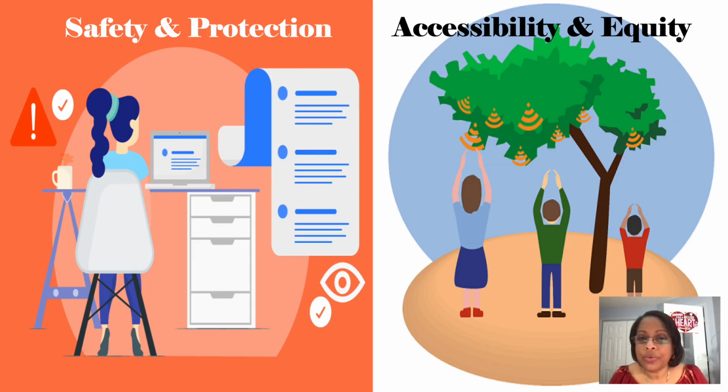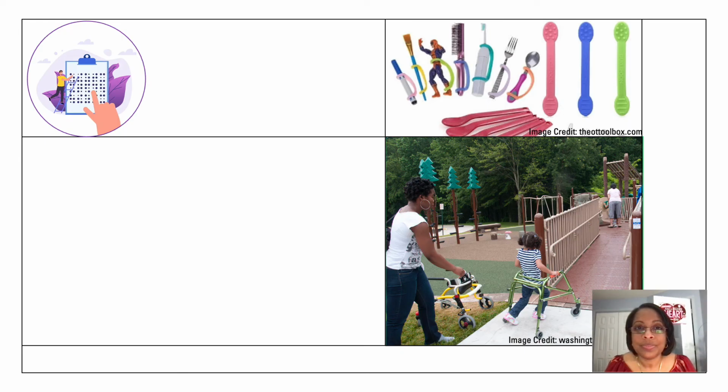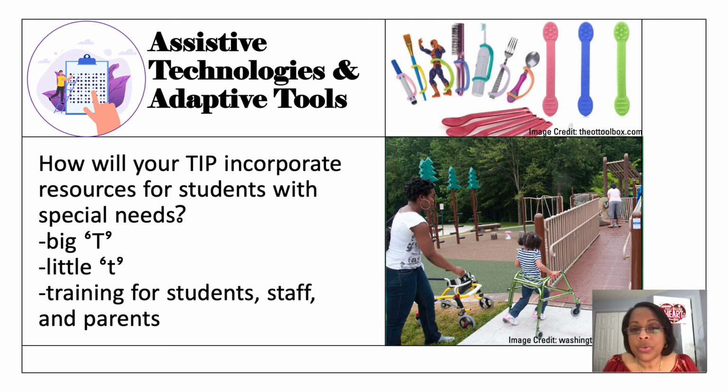So an overview for Module 3 is some big takeaways. We're going to talk about safety and protection of students, and we're going to look at some laws. We're also going to talk about accessibility and equity, media creation, or multimedia creation, I should say, and adaptive tools. As you work through the discussion board activities, you're going to look at a set of assistive technologies and adaptive tools.